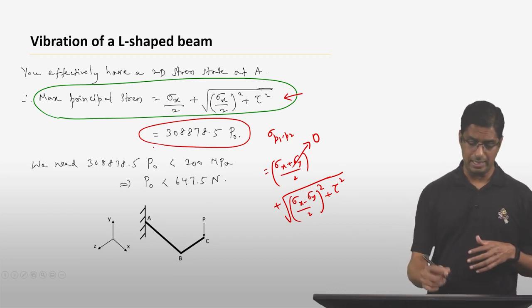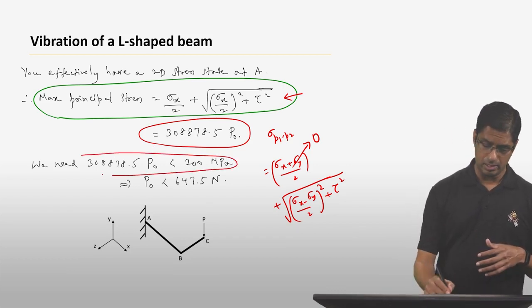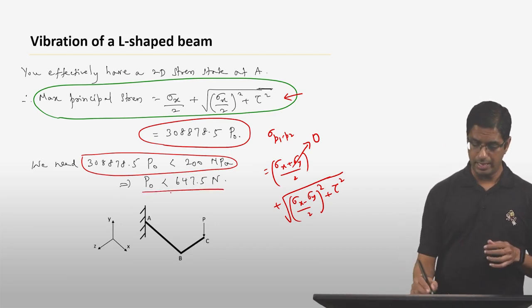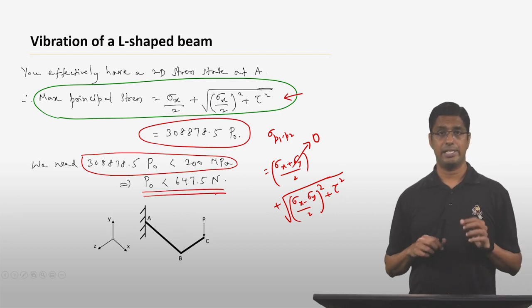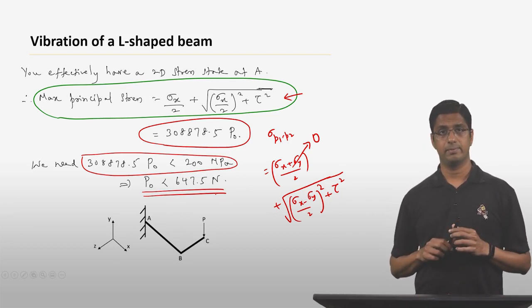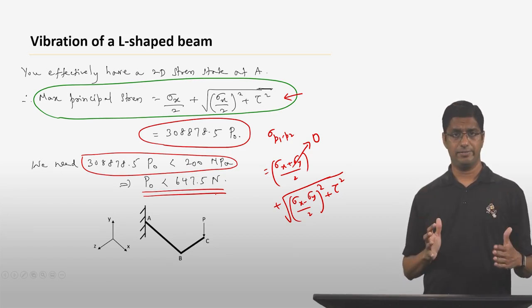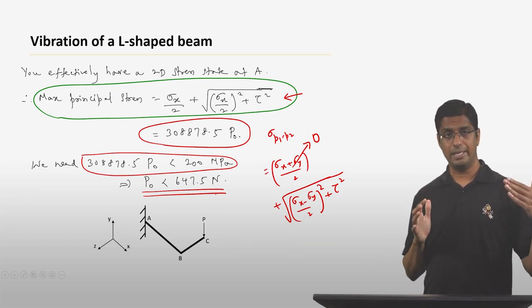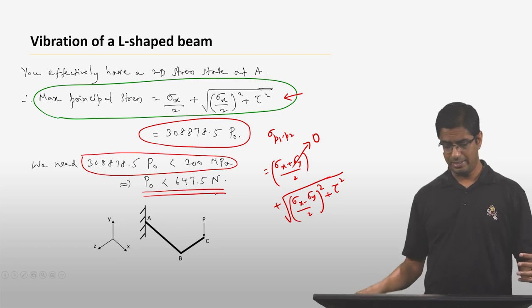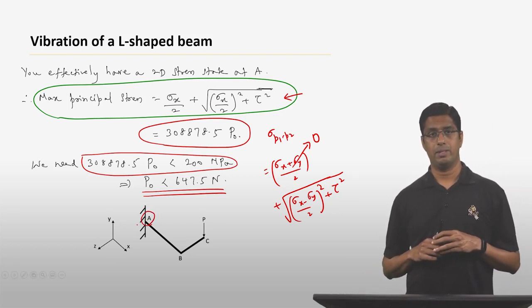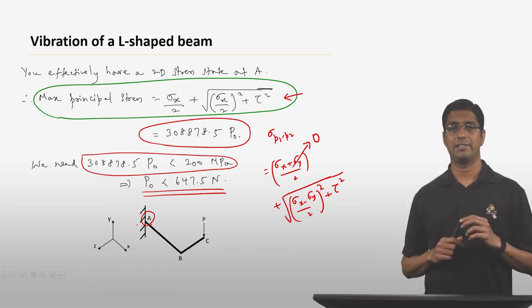So essentially, it means that this condition has to be satisfied, which means that P naught has to be less than 647.5 newtons. Okay? So this is the condition that has to be satisfied for the maximum principal stress at this cross section A to be less than 200 MPa. But that is not the only condition that we are asked to satisfy.